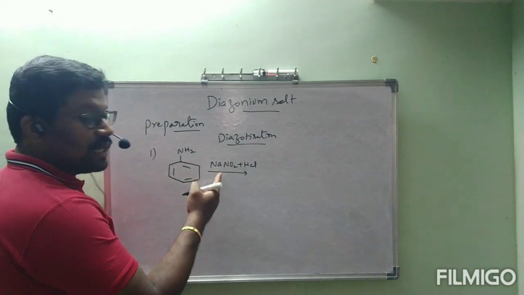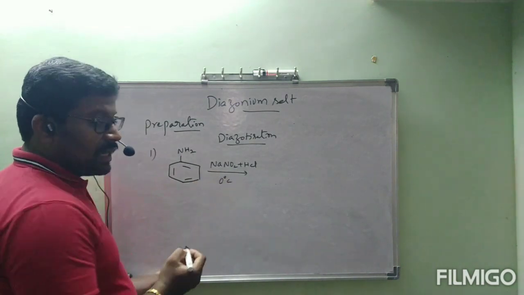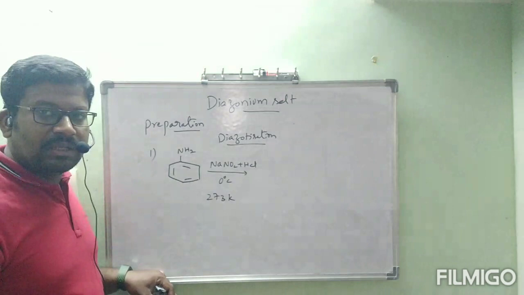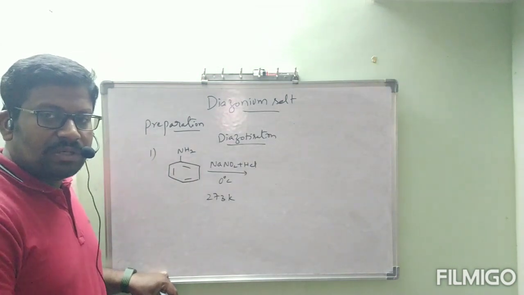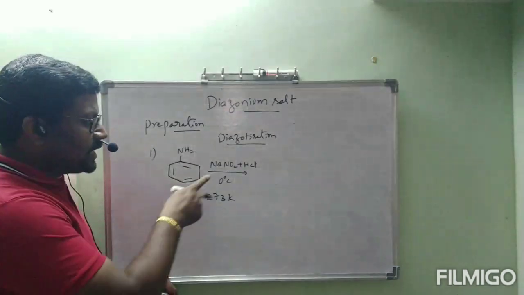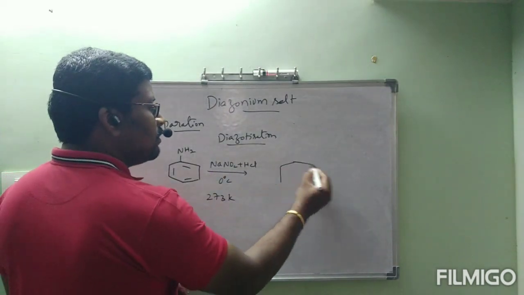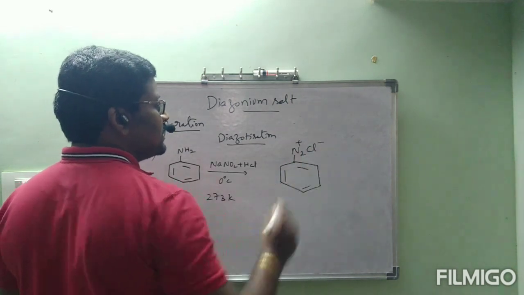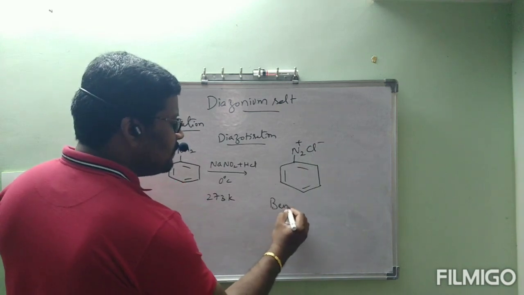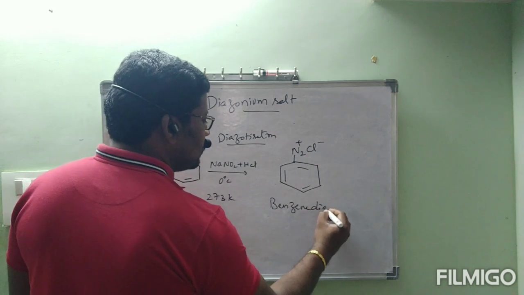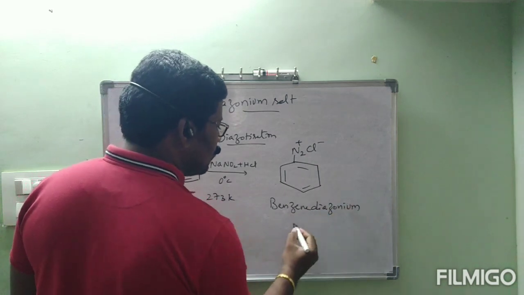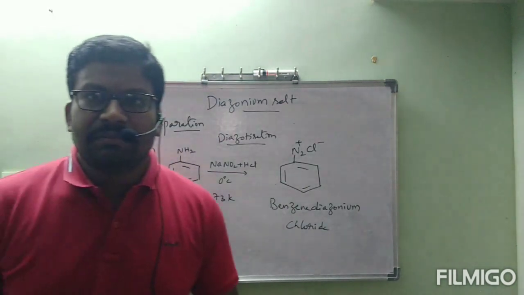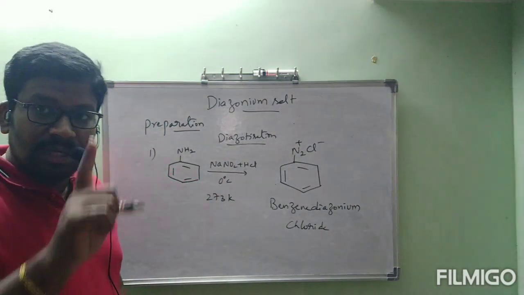This aniline will undergo reaction with NaNO2 plus HCl at 0 degrees centigrade. In your books, that 0 degrees centigrade they will mention as 273 Kelvin. 273 to 283 Kelvin, like that they will mention low temperature, 0 to 10 degrees centigrade. This one will undergo reaction with NaNO2 plus HCl to form C6H5N2+Cl-. Name of this compound is benzene diazonium chloride. Okay, this is the preparation. Only one preparation we have.